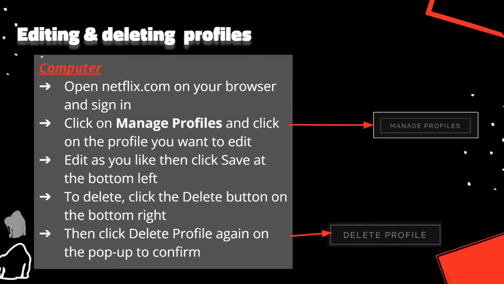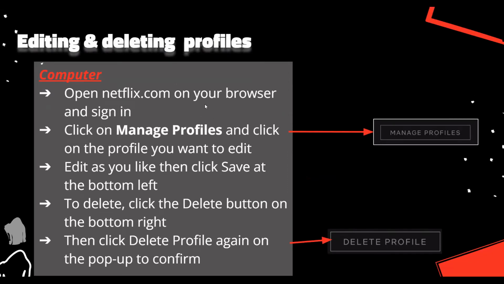And then if you're on the computer, what you're going to do is open netflix.com in your browser. It might be your browser like Google Chrome or Safari, and you're going to click on Manage Profiles and click on the profile you want to edit. Edit as you like, then click Save at the bottom left, and then to delete, click the Delete button on the bottom right. Then click Delete Profile on the pop-up to confirm.